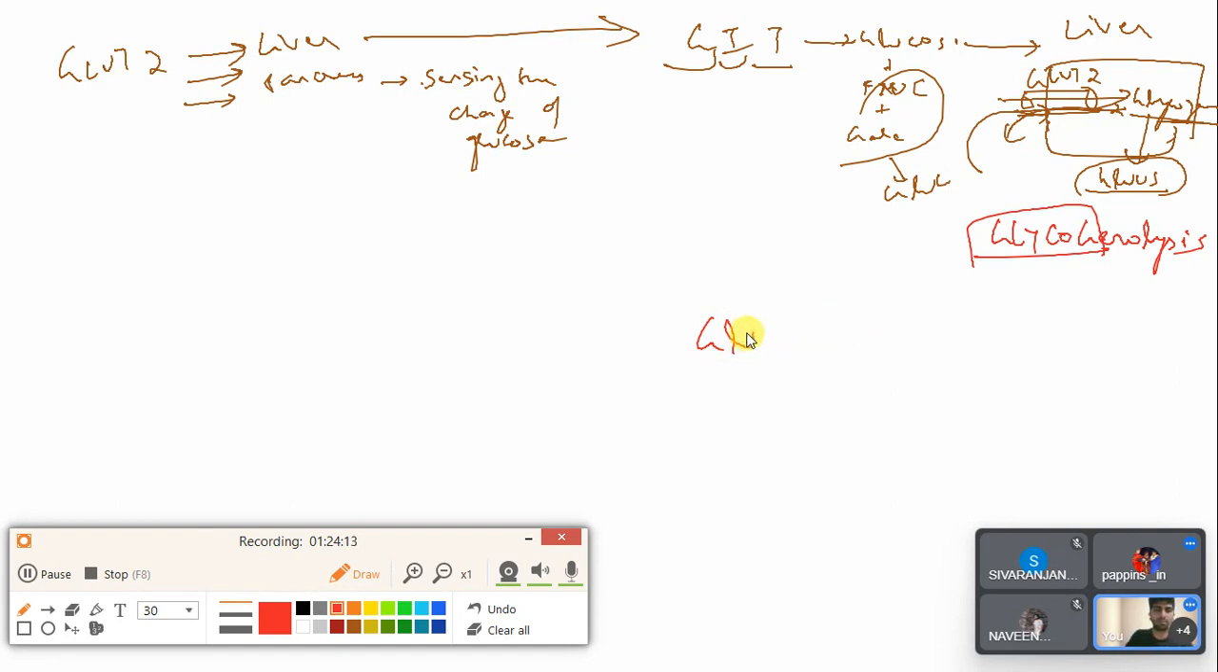Sorry about my handwriting, it's gluconeogenesis. When we talk about what is gluconeogenesis, it's obviously the formation of glucose. But from what is the, what do we call, what is the raw material for it? For gluconeogenesis.